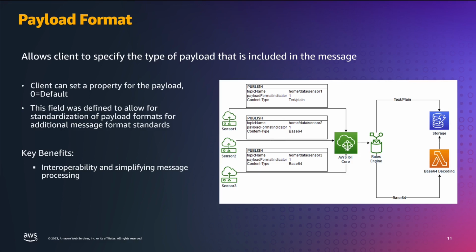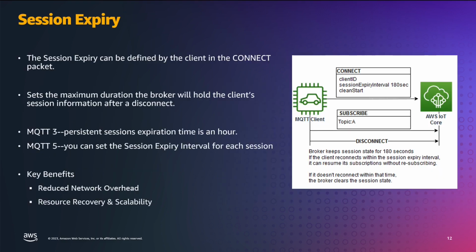Now, once the IoT rules engine receives these MQTT messages, it examines the content type, and based on the content type, it then routes the messages for further decoding and processing. The next is the session expiry feature. This allows the clients and the brokers to manage the lifecycle of an MQTT session.